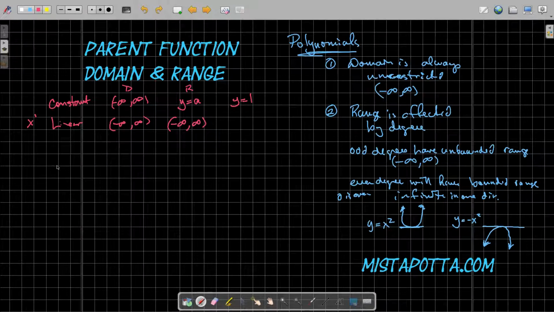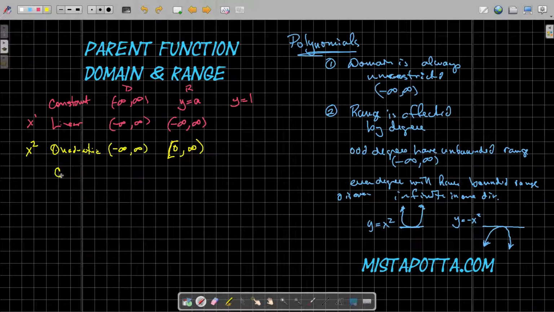When I'm dealing with a quadratic, again, it's polynomial, so it goes from negative infinity to infinity. But because it is an even power, my power is 2, I'm going to have a bounded range. So 0 is as low as it goes, but it goes forever upwards.